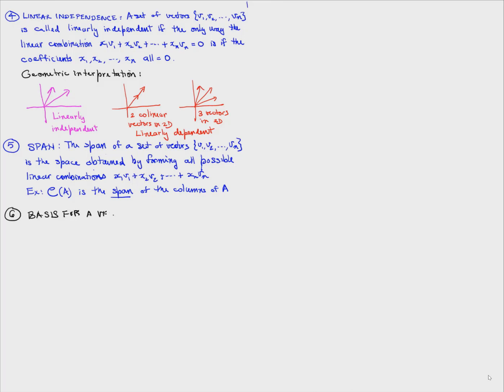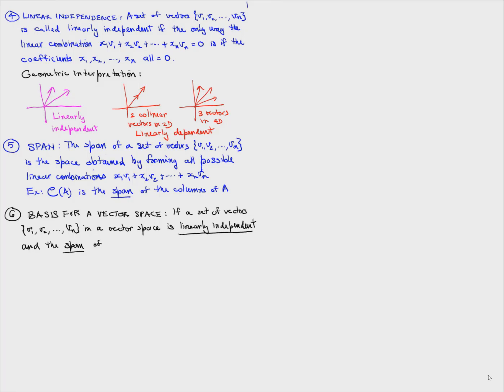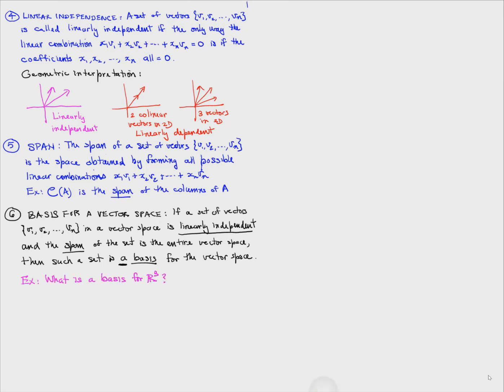The next concept is basis for a vector space, a very important idea. If a set of vectors v1, v2, vn in a vector space is linearly independent, so first this set of vectors is linearly independent, and the span of this set is the entire vector space, which means that by linearly combining these vectors, we can produce every other vector in the vector space, then such a set is a basis for the vector space. We say a basis and not the basis because a basis is not unique. We'll see this with this example.